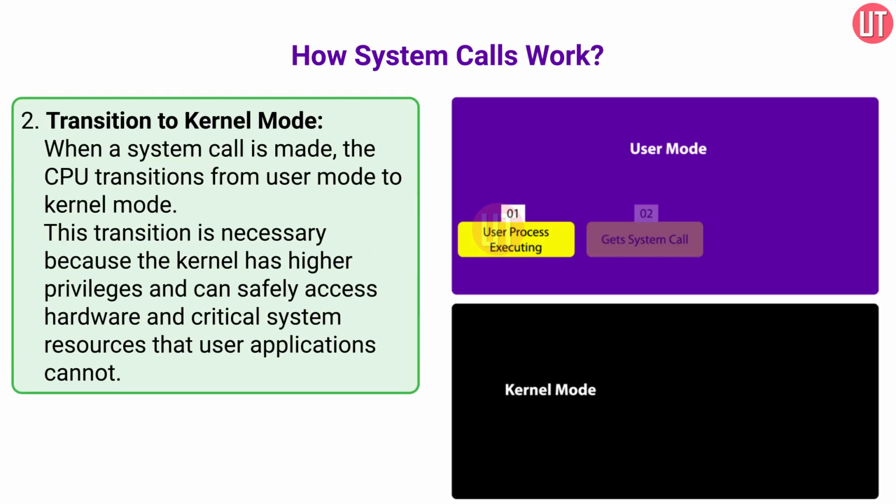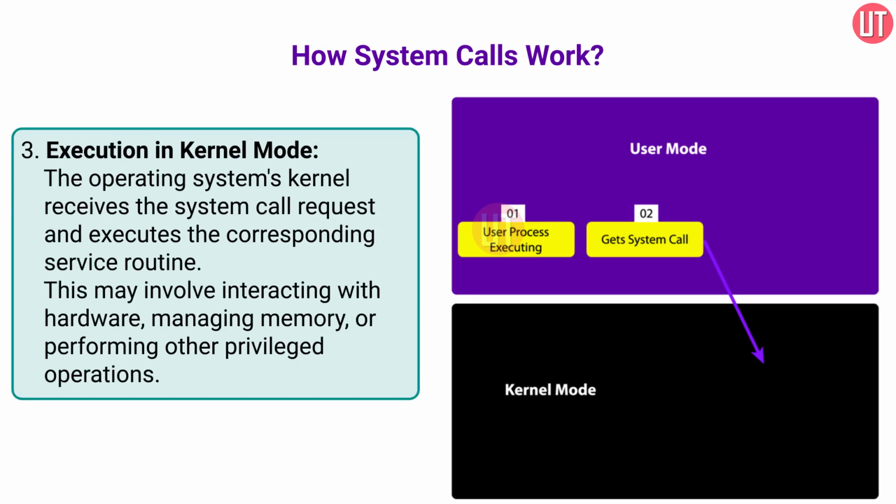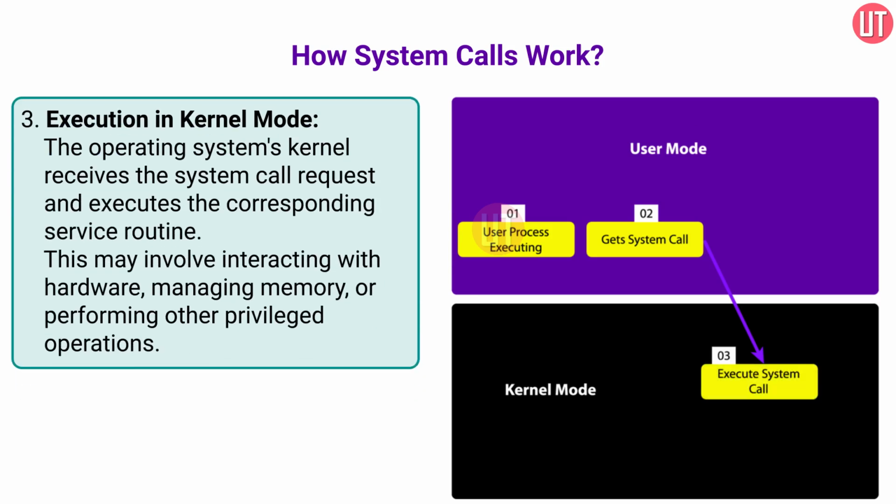2. Transition to kernel mode. When a system call is made, the CPU transitions from user mode to kernel mode. This transition is necessary because the kernel has higher privileges and can safely access hardware and critical system resources that user applications cannot.